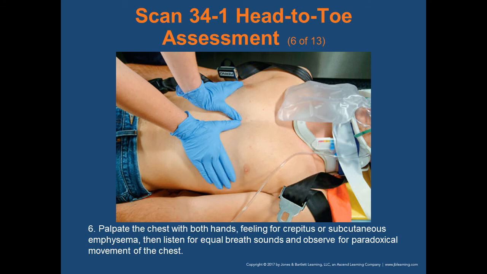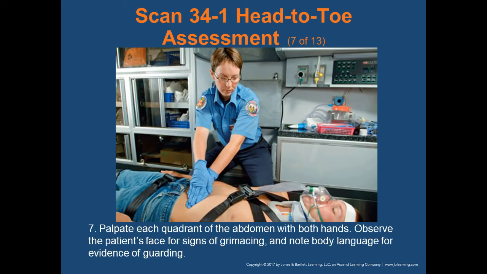Palpate the chest, we listen to the chest, we feel for crepitus of the ribs, and we're looking for bilateral chest expansion or paradoxical movement of the chest. Those are the kind of things we're looking for, and then we're also going to auscultate the chest and listen to breath sounds. We're going to get to the abdomen.